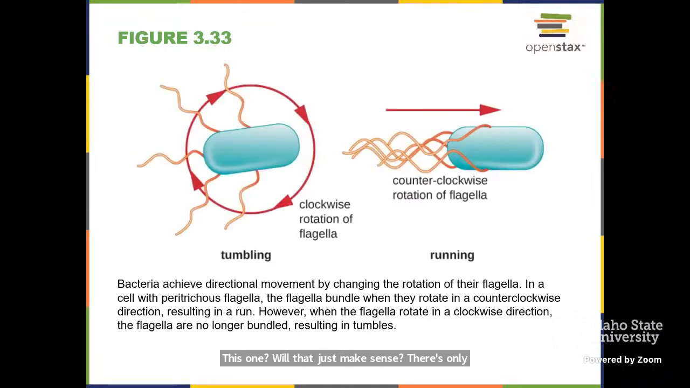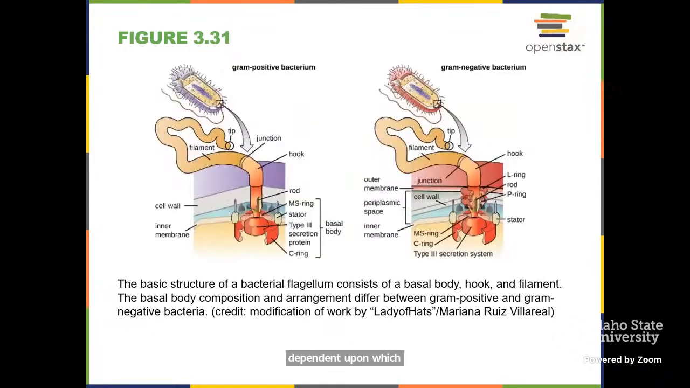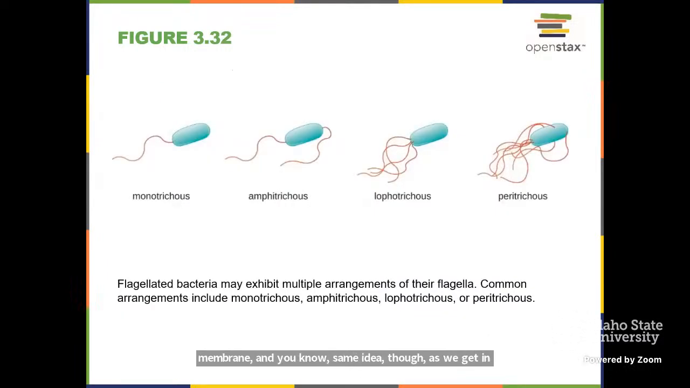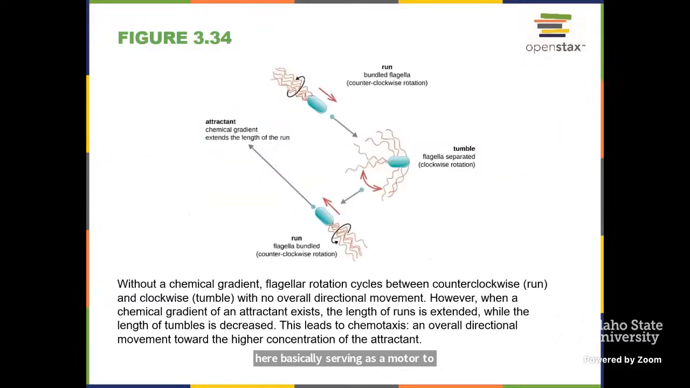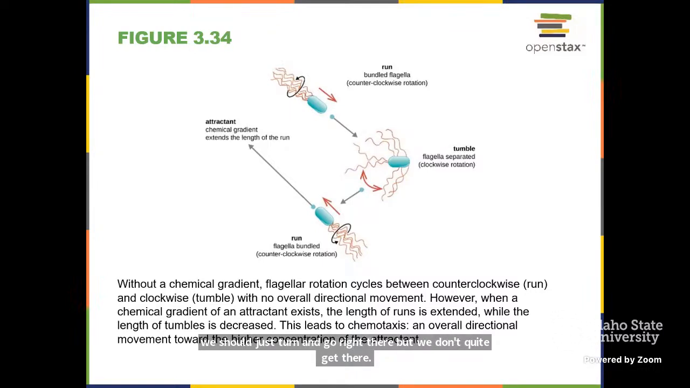So the tumbling, change in directions, and the running, dependent upon which way we're turning our flagella, all right, as it spins around. And as we see here, tethered into the inner membrane, going through the cell wall or through the outer membrane. Same idea though, basically serving as a motor to spin them around like that. So that's the idea with this chemotaxis. Like I said, it looks like we should just turn and go right there, but we don't quite get there immediately, right? It takes a little more movement through there.